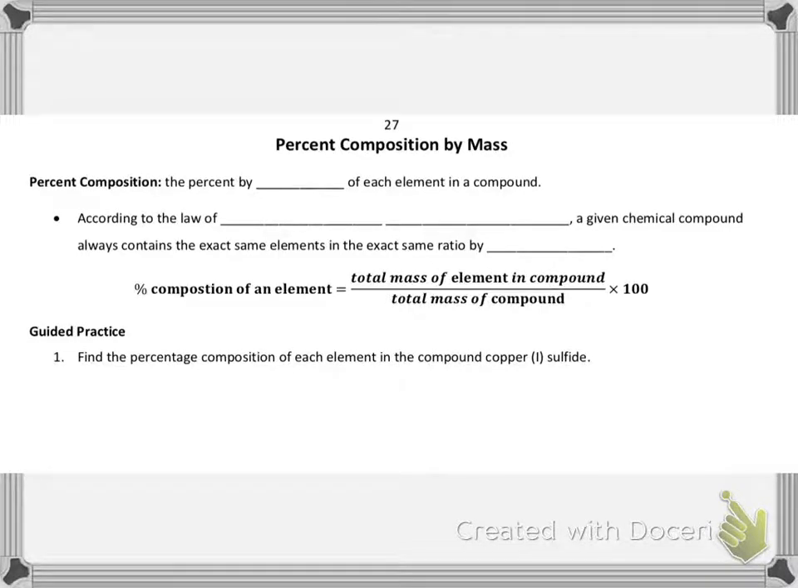Today we're going to talk about percent composition by mass, which is defined as the percent by mass of each element in a compound. There is a law in chemistry known as the law of definite proportions, which states that a given chemical compound will always contain the exact same elements in the exact same ratio by mass.